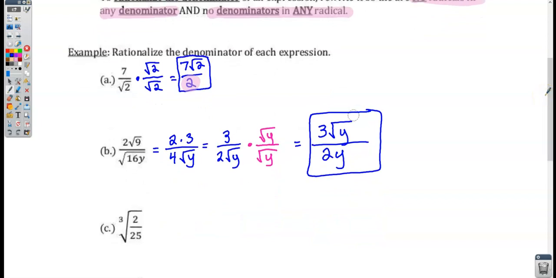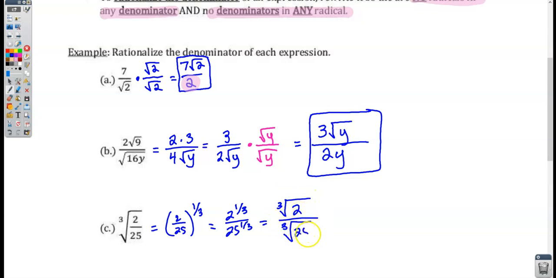Now in this one we're starting out with the third root of a fraction. So instead of having a radical in the denominator of a fraction, we have a denominator in a radical. But we're going to use one of the exponent and root properties that we've already learned. We're going to take this third root of 2 over 25, and remember that meant, I'm going to put in a little bit of extra work here, that meant 2 over 25 to the 1/3 power. And then using exponent properties, that meant 2 to the 1/3 over 25 to the 1/3, which is equal to the third root of 2 over the third root of 25.